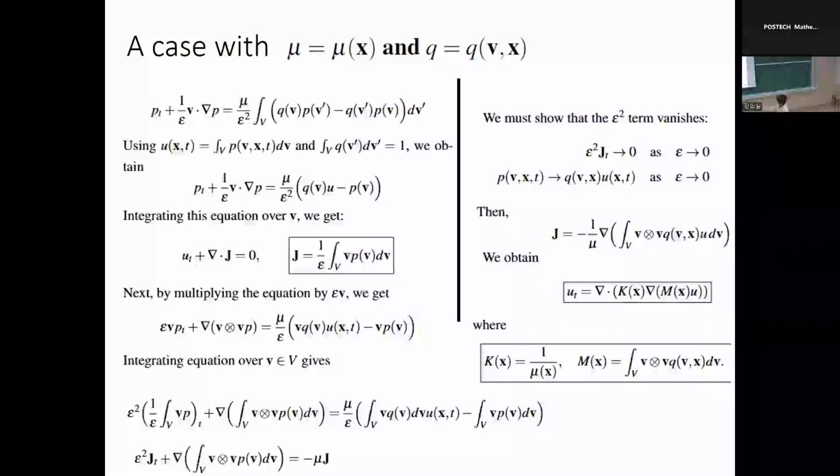Now we need two conditions. First, the epsilon square term. All of this is a formal derivation. Mathematically, what we have to prove is that this one goes to 0 as epsilon goes to 0. Now we have here P of V. So P goes to some form of this as epsilon goes to 0. We need a mathematical proof for this. If this is done, then plug in to here, then we can obtain J like this. This is the flux. So if we have the flux, then you can see one thing.